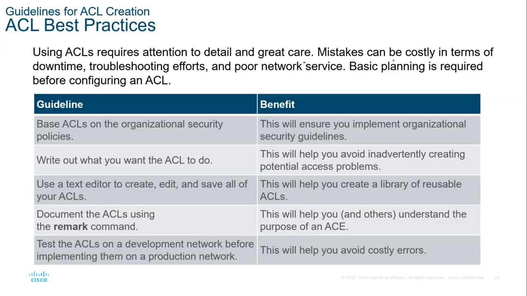So mistakes can be costly. To avoid the mistakes, base access control lists on the organization security policy. What does the organization policy say about the access control list? Based on that, you ensure that you implement organization security guidelines. Then write out what you want the access control list to do. So what are the targets? Write the targets before you write the access control list.